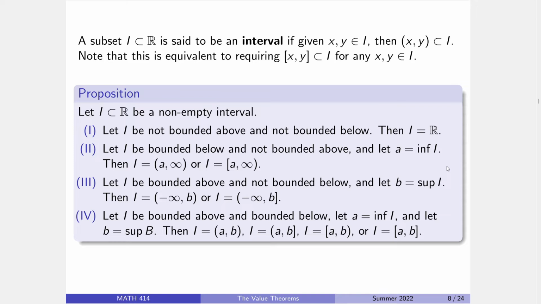Right, the real line is an interval, if you think about it. It's just arbitrary, right? It's an interval. It's a huge one, right? It's negative infinity to infinity. All right, so this is the technical definition for what an interval is.